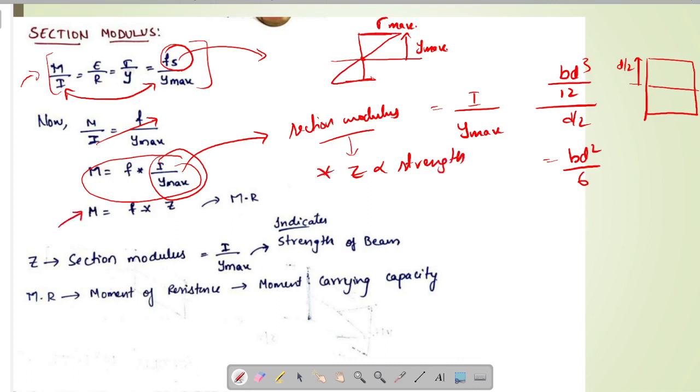Now see this. Here M is nothing but F into Z. F is the maximum strength of the beam, and Z is the section modulus. This is nothing but the moment carrying capacity of the beam, or moment of resistance of the beam. In questions generally they will be asking this also: compare the moment carrying capacities of the beam. Then we will be comparing the strength of the beam or comparing the section modulus of the beam, and we can obtain the answer.